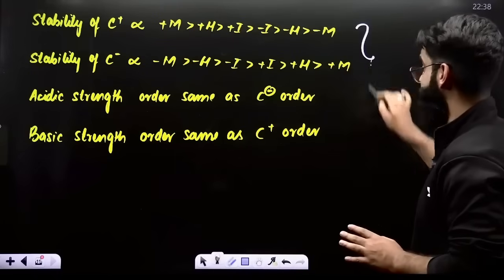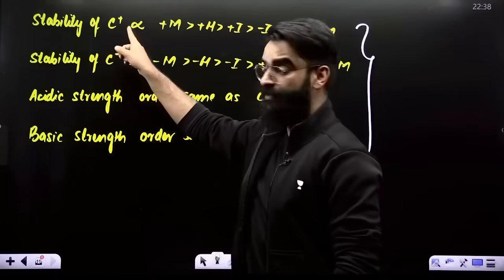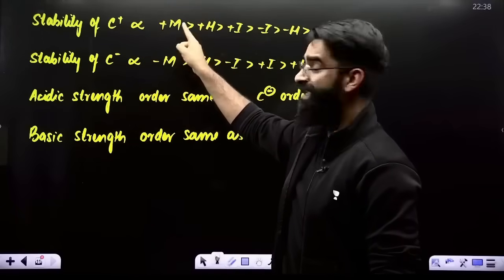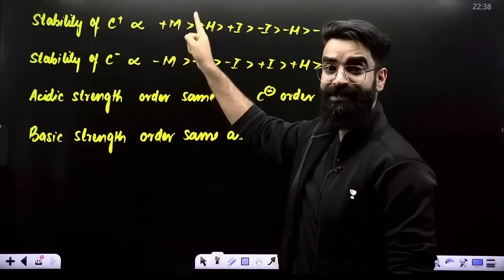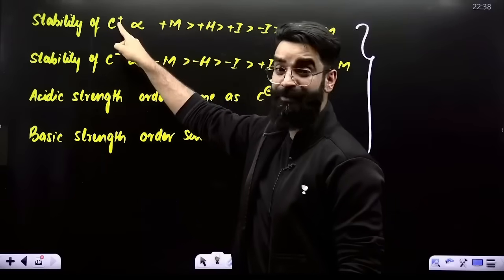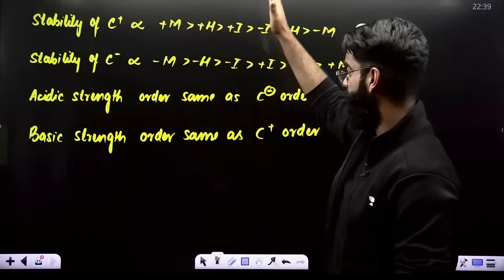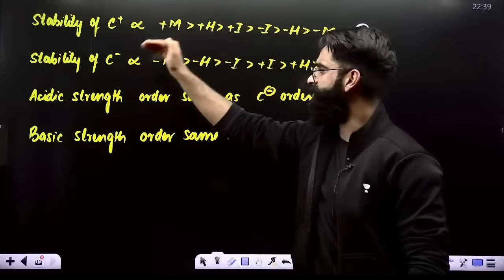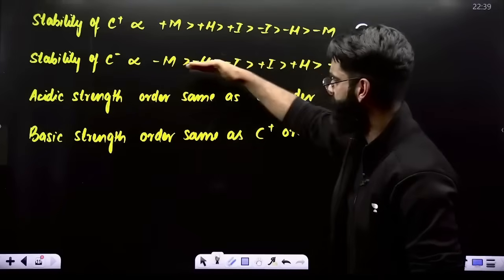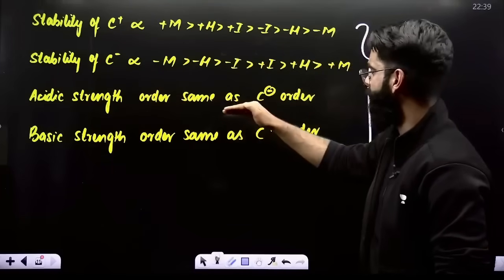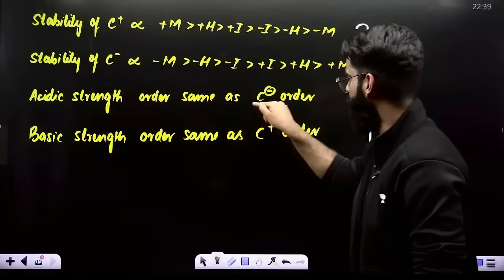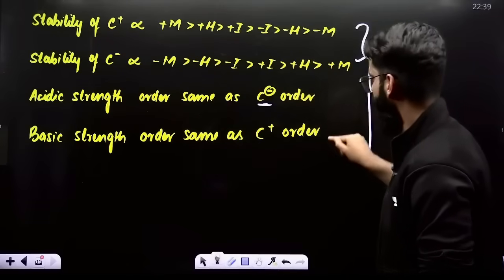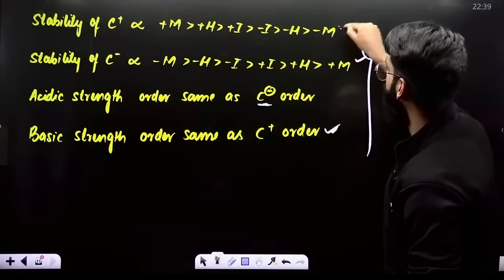Remember this particular sequence as well. Stability of carbocation: the carbocation wherein you see a group showing +M will be stabilized the maximum, followed by a +I showing group, followed by -I, -H, -M. Similarly, the stability of carbanions follows the reverse order. The acidic strength order will follow the same order as your carbanion order, and the basic strength order will follow the same order as your carbocation order.